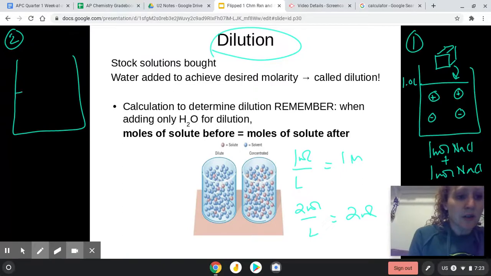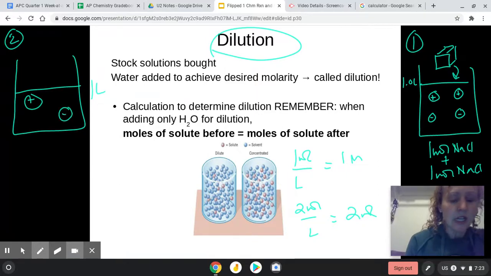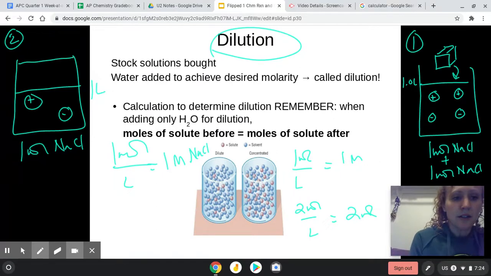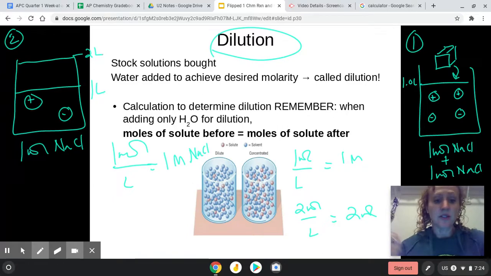So for example, if we start with our same 1 liter of solution, 1 mole of sodium chloride, we're going to have 1 mole per liter. It gives us a 1 molar NaCl solution, right? So what if I add more water without adding any more solute?